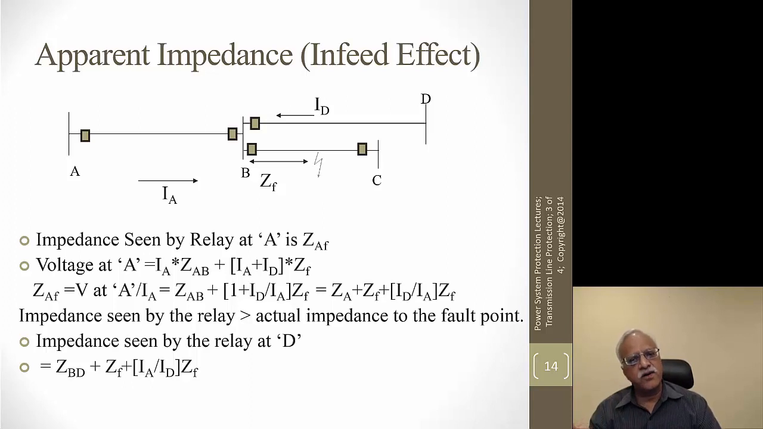So when you are trying to cover backup, you set zone 1 to cover only up to 85% of the shortest section. And for zone 3, if you are trying to cover the adjacent line section, you have to make sure that you take into account the effect of the in-feed. That is, you have to set it higher than the actual impedance up to the fault point.